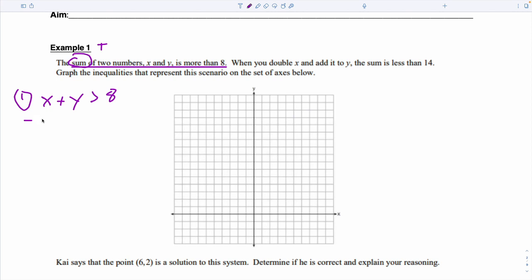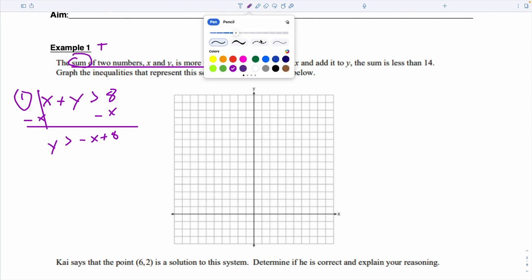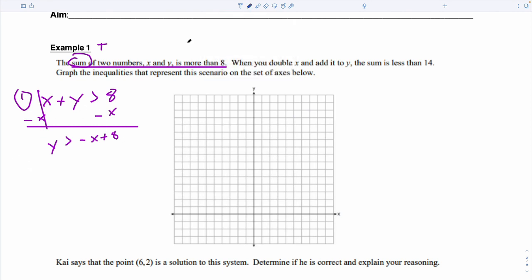Before we get to the second one, let's make it y equals mx plus b form, and get y is greater than negative x plus 8. That's going to help us graph it later. Let's look at number 2. So they also say when you double x and you add it to y, the sum is less than 14.